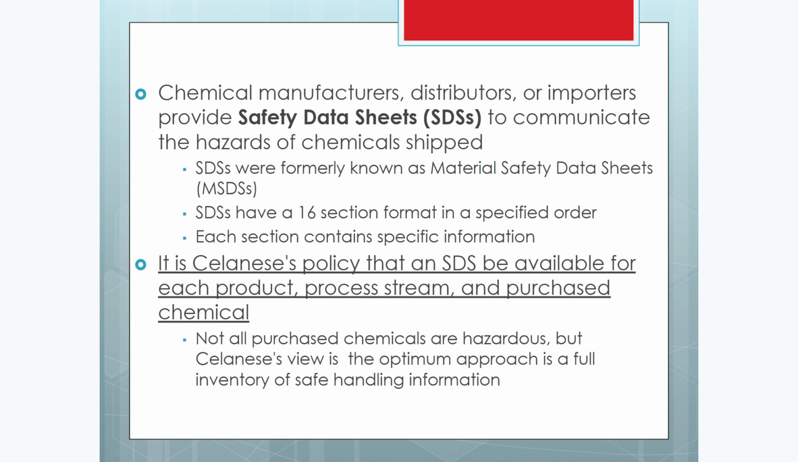Chemical manufacturers provide safety data sheets to communicate the hazards of chemicals shipped. SDSs were formerly known as MSDSs, Material Safety Data Sheets. They have 16 sections, and each section contains specific information. It is Celanese policy that an SDS be available for each product, process stream, and purchased chemical. Not all purchased chemicals are hazardous, but Celanese's view is the optimum approach is a full inventory of safe handling information.